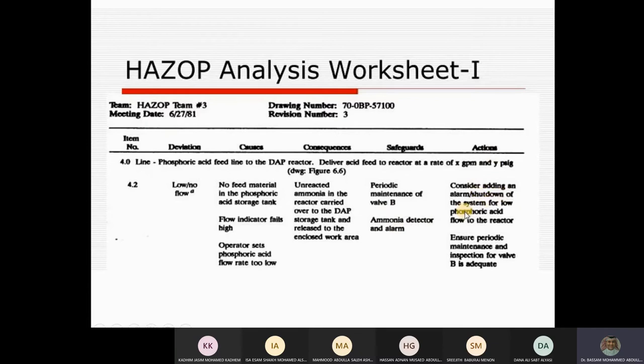Actions, consider adding an alarm shutdown of the system for low phosphoric acid. So we will consider this action so this will never happen. And ensure periodic maintenance of the valve V is adequate. So we have safeguards, but other than the safeguards that we have already in place, we may think of additional actions so that this does not happen. Okay, so we have safeguards, but we may have more actions.